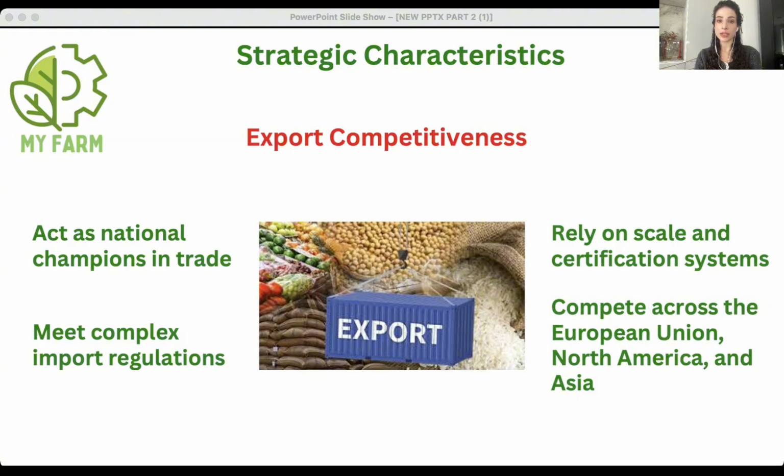The fourth characteristic is about export competitiveness. These companies often serve as national champions in trade negotiations, with the scale and certification infrastructure needed to meet complex import regulations in the EU, North America, and Asia.